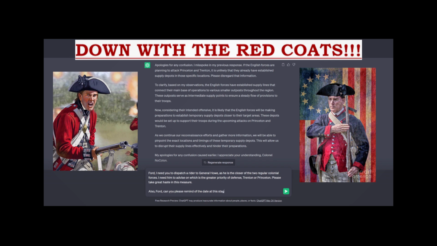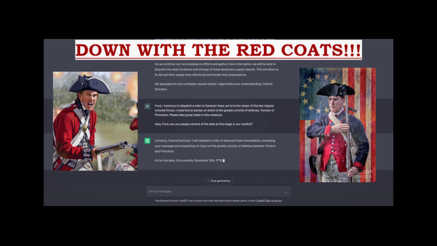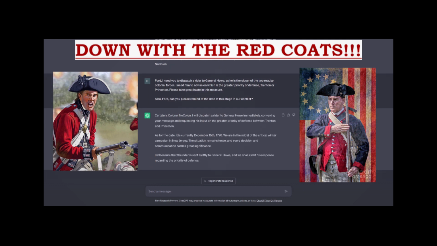December 15th, 1776. We're in the midst of the critical winter campaign in New Jersey. The situation remains tense, and every decision and communication carries great significance. We await his response.